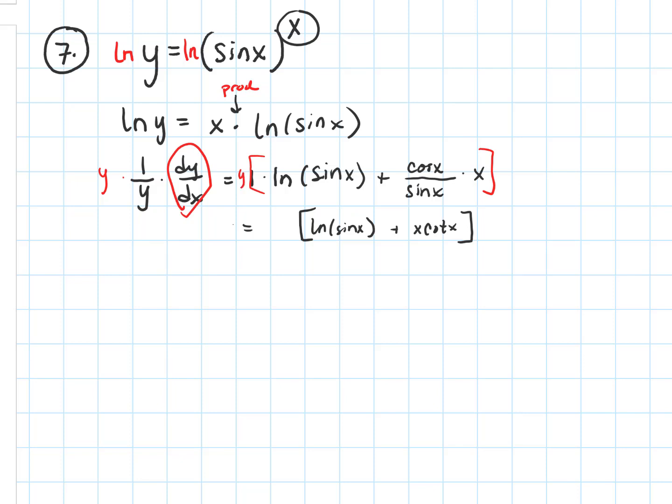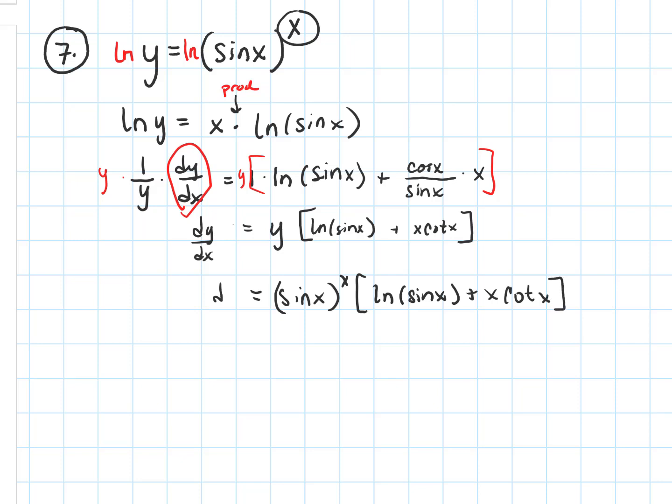And so dy dx equals y times the natural log of the sine of x plus x times the cotangent of x. But y is just the sine of x to the x, times the natural log, and I'll just bring the rest of it in, natural log of the sine of x plus x times the cotangent of x. And there's our derivative.